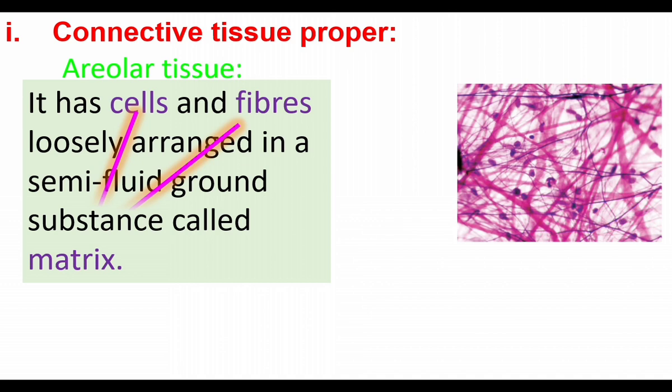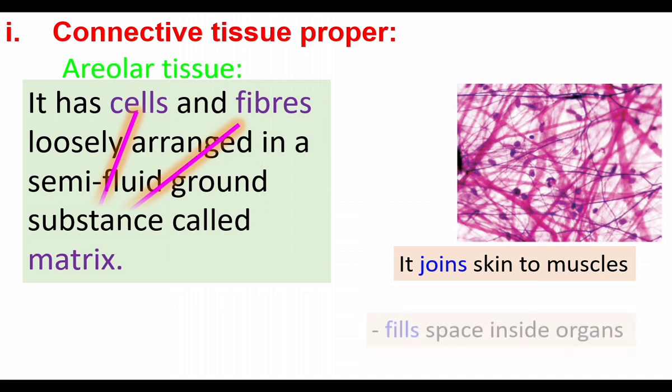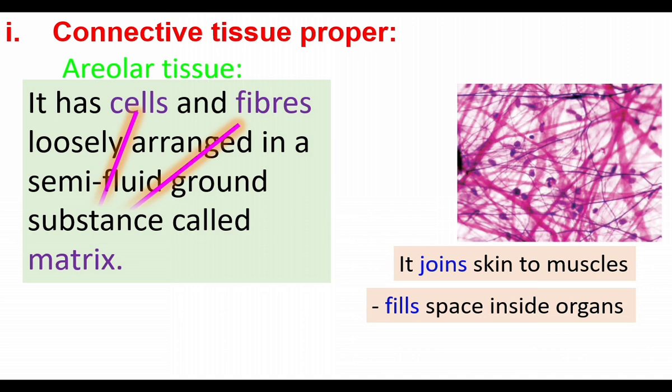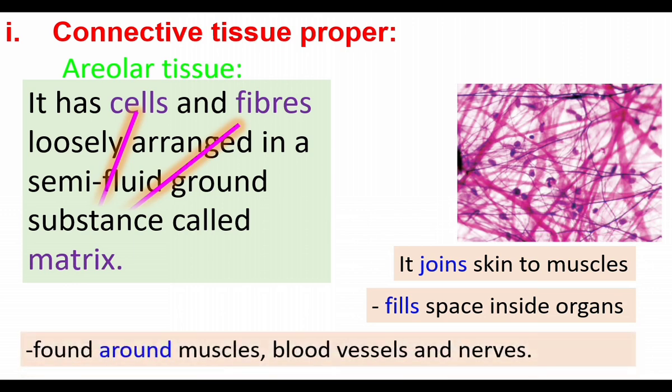Where can we find this areolar tissue? It joins skin to the muscles. In between muscles and skin, the areolar tissue is found. It is in the form of semi-fluid. It fills the space inside the organ. Inside the organs also, areolar tissue is present. This tissue is found around muscles, blood vessels, and nerves. This areolar tissue provides nutrients and oxygen to the nearby organs.